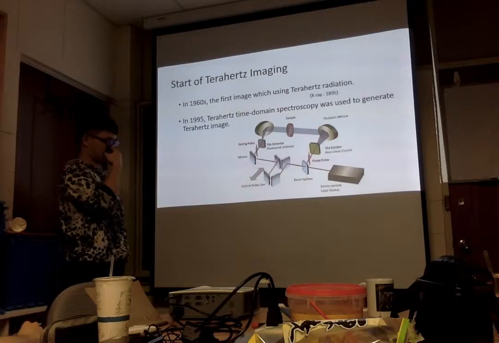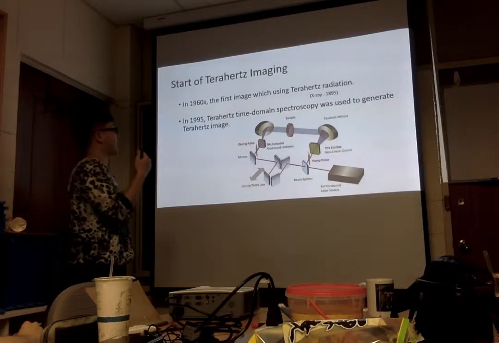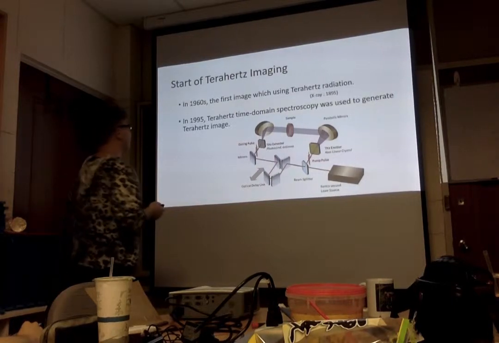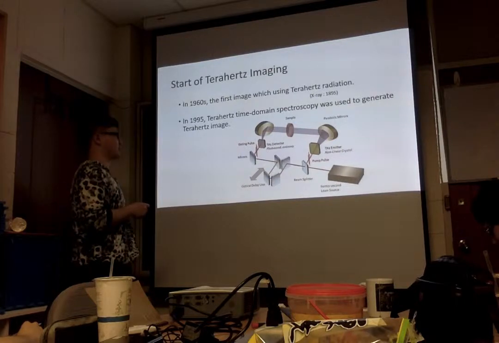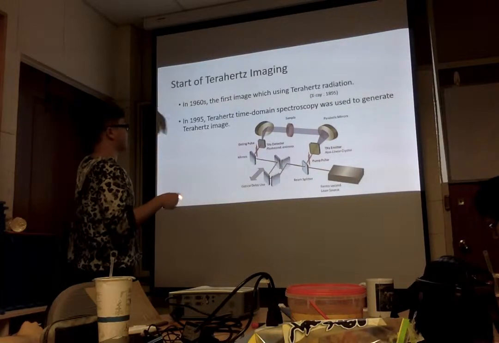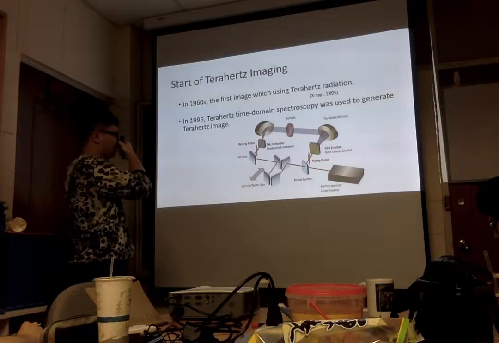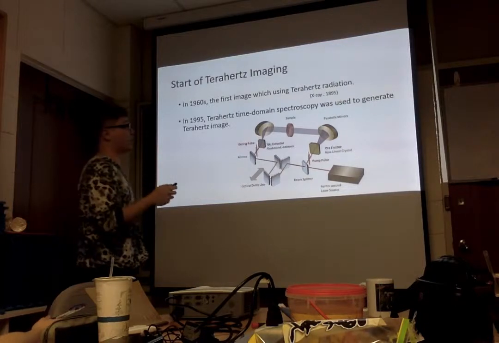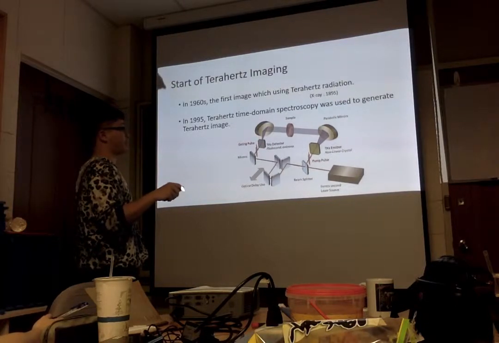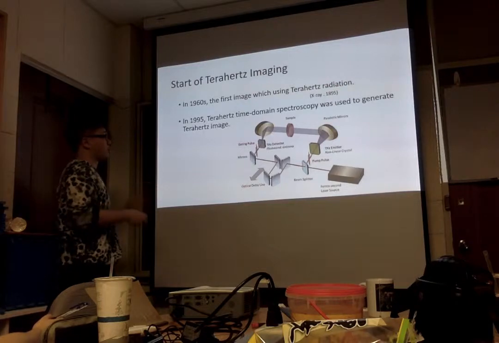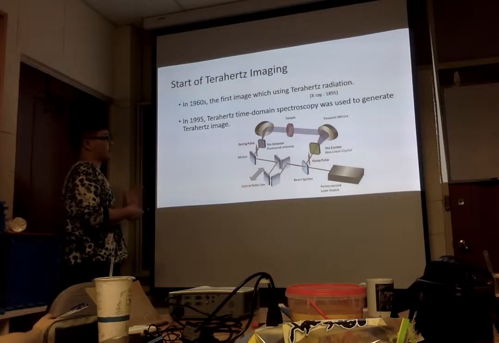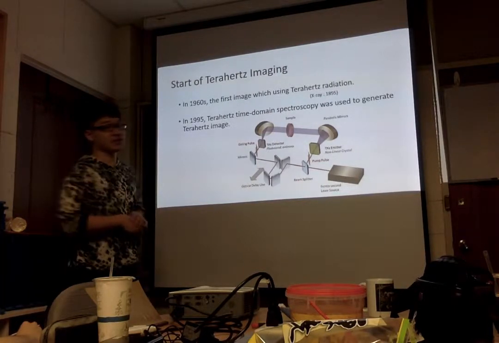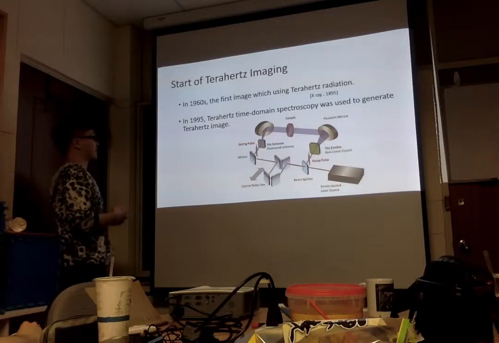Today I would like to talk about the image. So I'll tell the start of terahertz imaging. In the 1960s, the first imaging using terahertz radiation appeared. Earlier, X-ray was used in medicine in 1895, so not so long. We have terahertz because terahertz is non-destructive for the human body. I think this is a milestone.